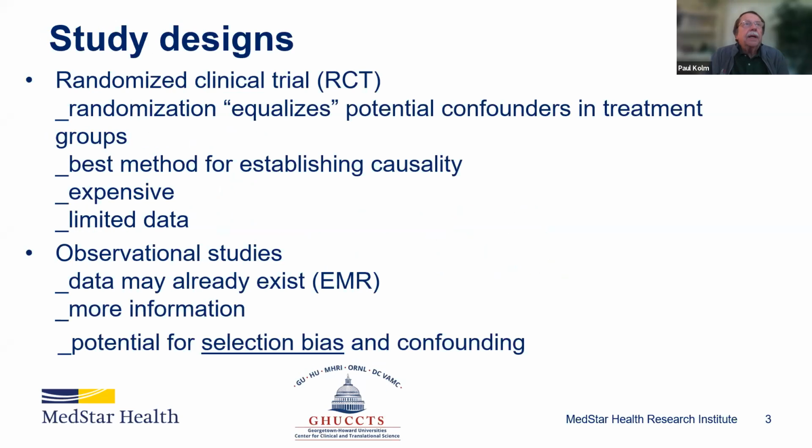So in a randomized trial, basically what happens is that randomization essentially equalizes potential confounders in the treatment groups. And so this is really the best method for establishing causality or for determining the effect of the treatment or whatever it is that you are particularly looking at.